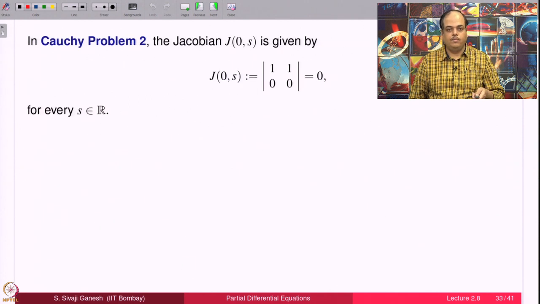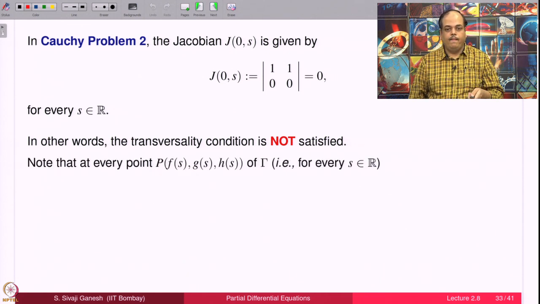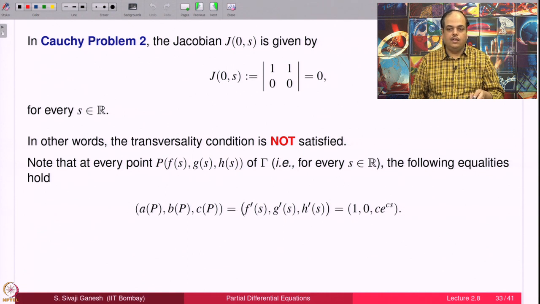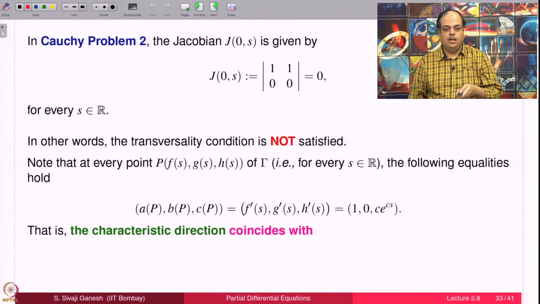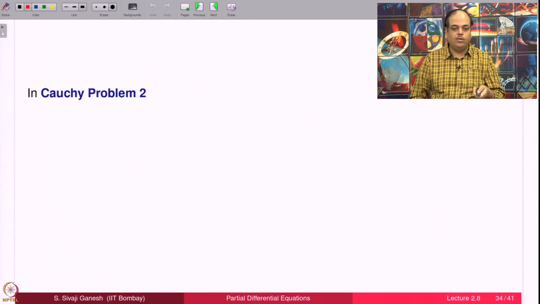Now, the second Cauchy problem: we had J0, and now the question is whether it is a characteristic curve or not. The transversality condition is not satisfied, fine. At every point on gamma, the characteristic direction is f prime, g prime, h prime, which is equal to 1, 0, c times e to the power c s, and it coincides with the tangential direction. Therefore it is a characteristic curve, so there are infinitely many solutions. That is what Lemma 2 also says.